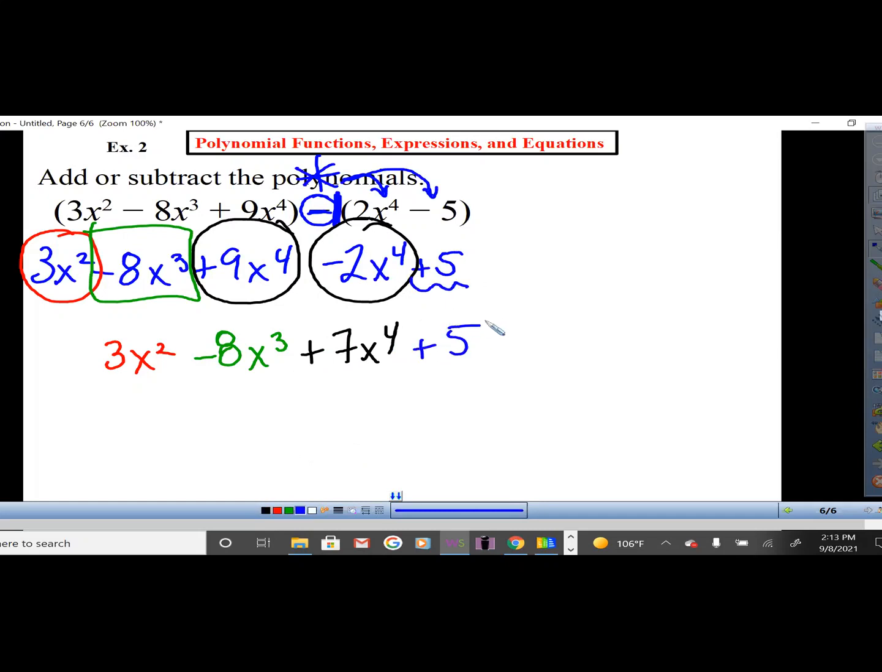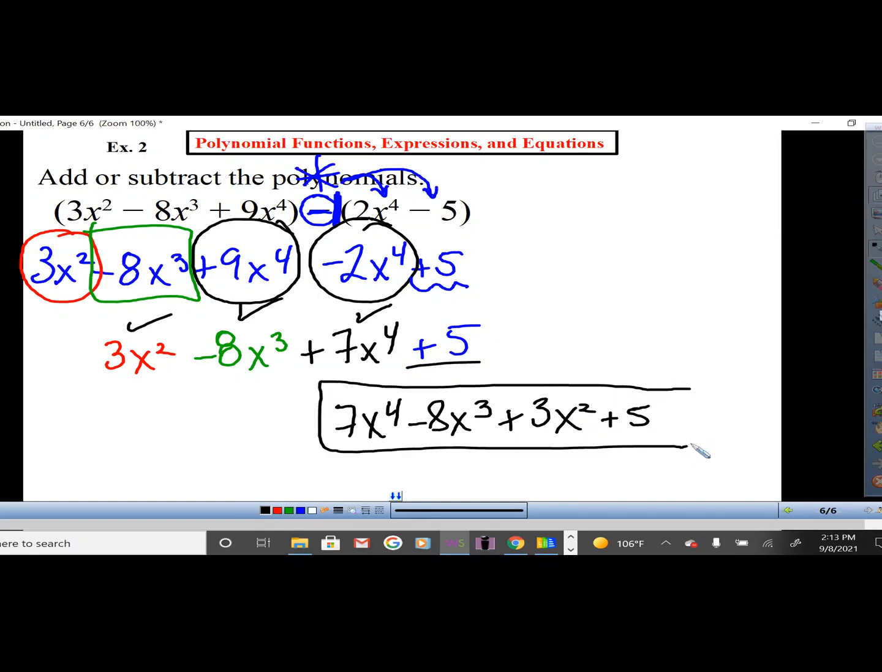Are we done? No, we need it in standard form. Which one goes first? 7x to the fourth. Next, negative 8x cubed. Next, positive 3x squared. And at the end, our constant. And we're done.